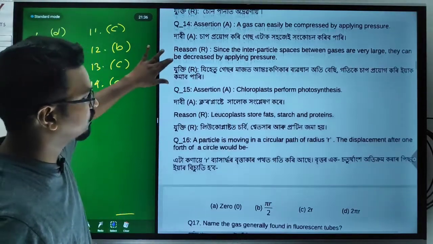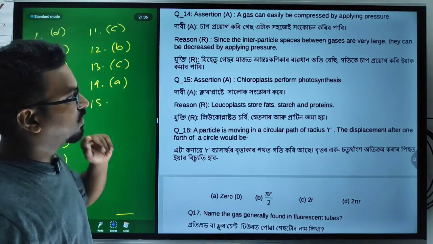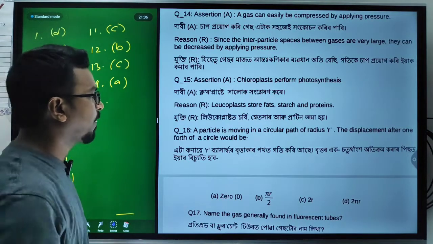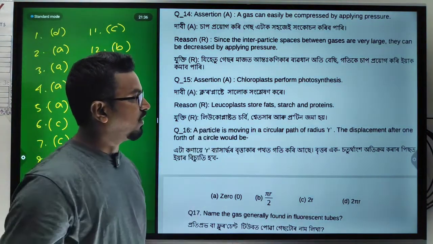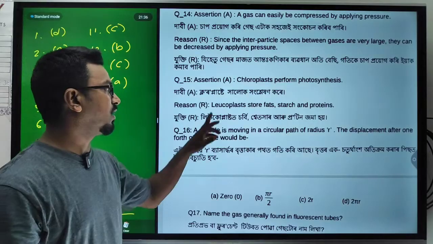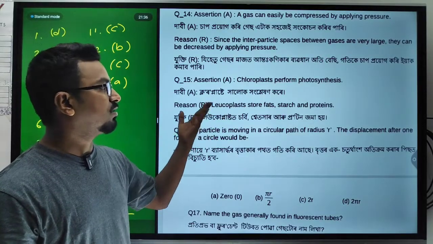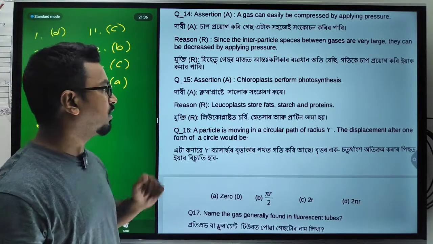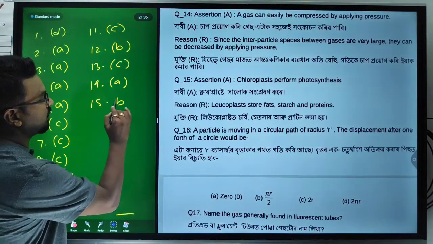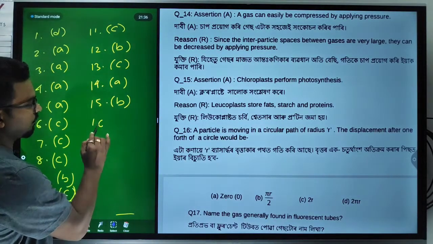15. Chloroplast performs photosynthesis. Correct. Leucoplast stores fat, starch and protein. This is also correct. Both are correct, and this is not the correct explanation. Both are true statements. So it will be option B.